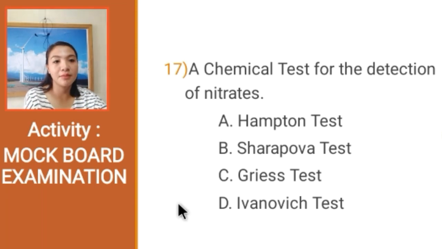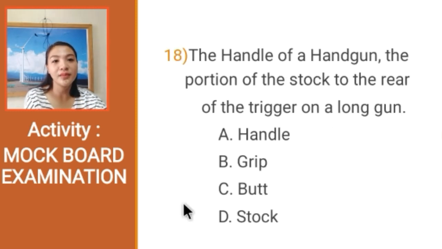Seventeen. A chemical test for the detection of nitrates. A. Hampton test. B. Sharapova test. C. Griess test. D. Ivanovich test. Eighteen. The handle of a handgun, the portion of the stock to the rear of the trigger on a long gun. A. Handle. B. Grip. C. Butt. D. Stock.